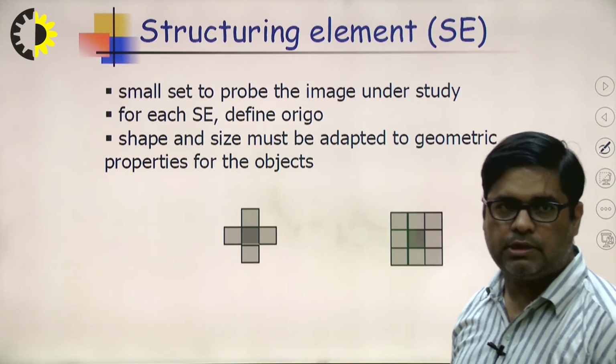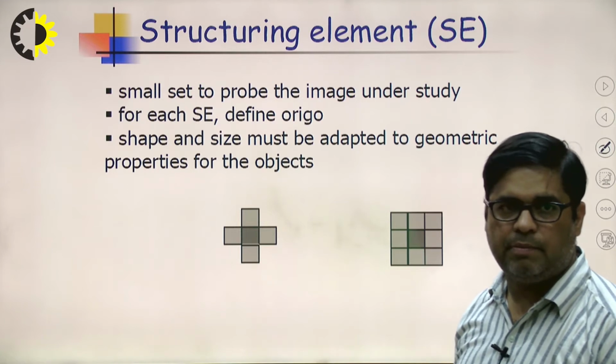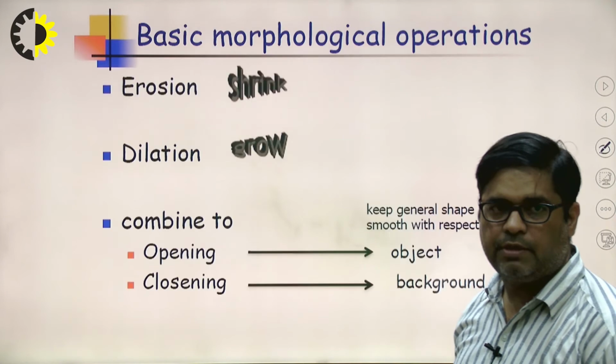For each structuring element we define an origin. The shape and the size must be adapted to the geometric property of the object.